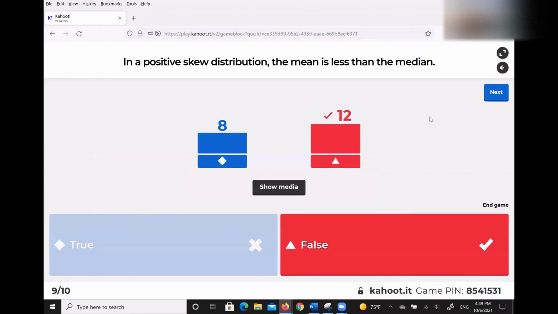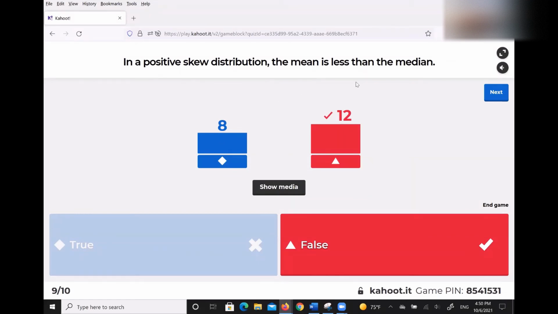All right, so in a positive skew distribution, the mean is less than the median. If the mean is less than the median, then the median is the middle number, right, everyone? Then the mode should be to the right, greater than the median, because the median is between the mean and the mode. So in this case, it is skewed left. It's not positive, so it should be negative skew.